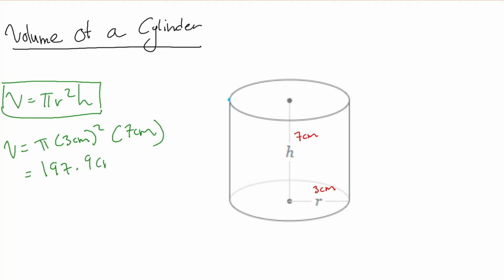197.9 centimeters cubed. So in this case, since I have a 9 here, I'm actually going to round it up to 198 centimeters cubed. Remember, the centimeters cubed, our unit, is super important. Don't forget to include the unit in your answer. Okay, so the volume of my cylinder over here is 198 centimeters cubed. And that's basically how you can find the volume of a cylinder.